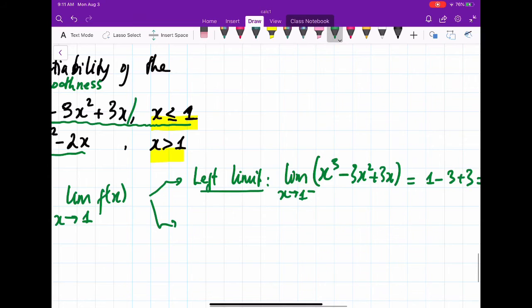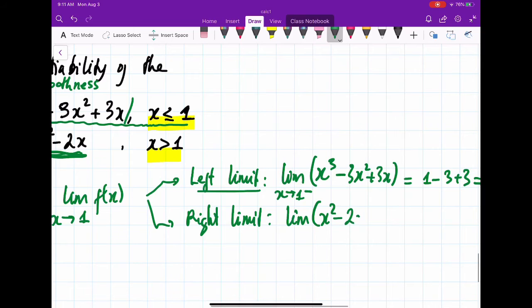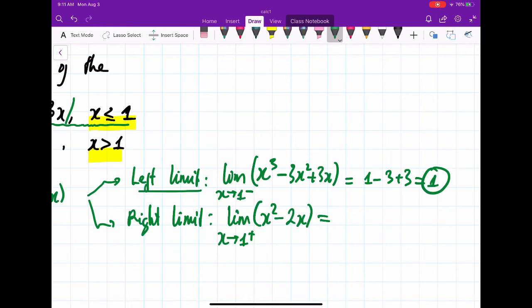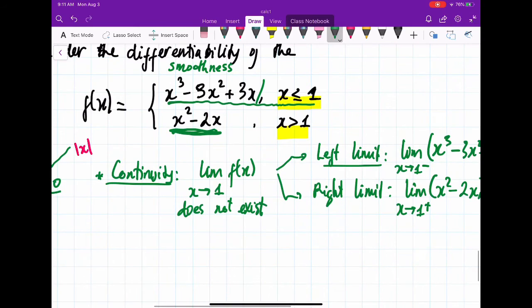And then you consider the right limit. But for the right, you need to pick another one, right? X squared minus 2x. So limit of x squared minus 2x, x approaches 1 from the right. Again, you plug 1 into the function, you get 1 minus 2, which is negative 1. Interesting. That means the function is not even continuous at this point. So the left limit and the right limit are different. The limit at 1 does not exist. So there's nothing to do with this. That means the function is not differentiable because it is not continuous.